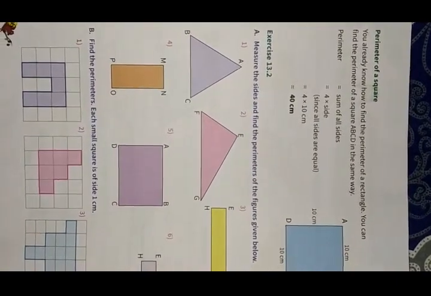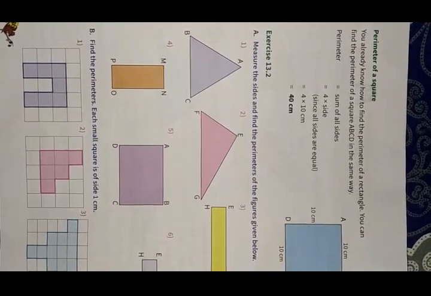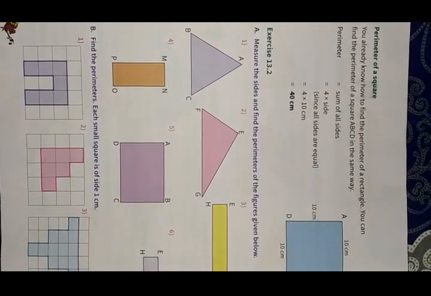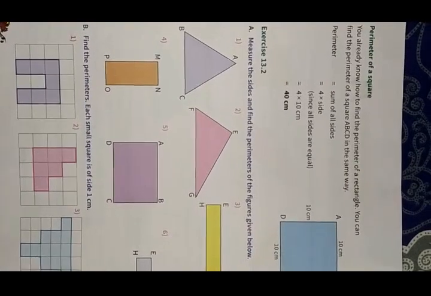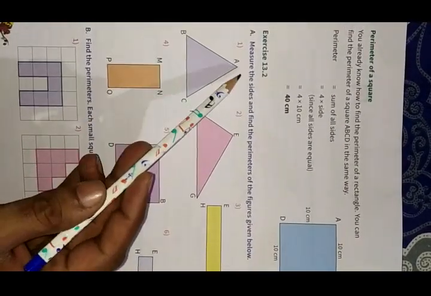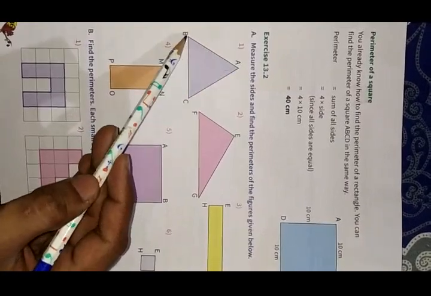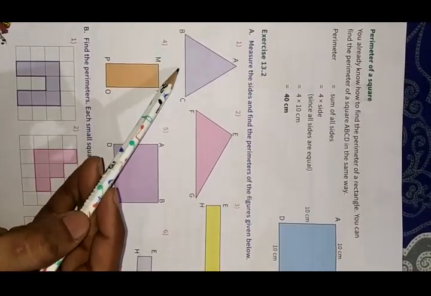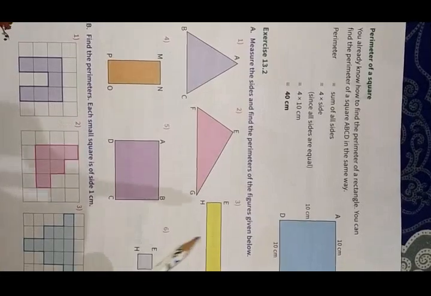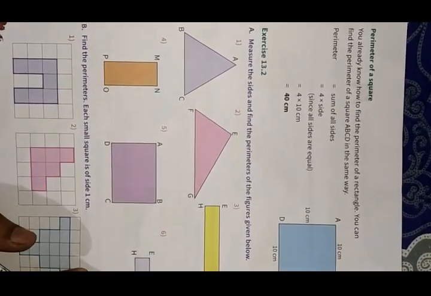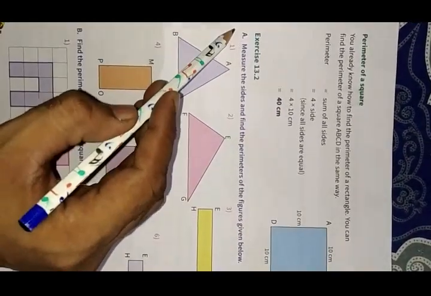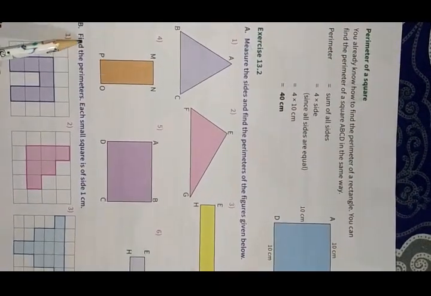Now exercise 13.2, measure the sides and find the perimeter of the figures given below. We have to measure the sides by scale, in centimeter, and then write each side of the figure. You have to do this yourself. Now find the perimeters.